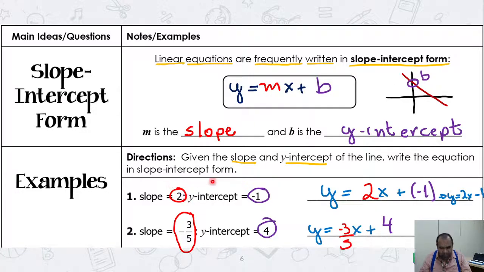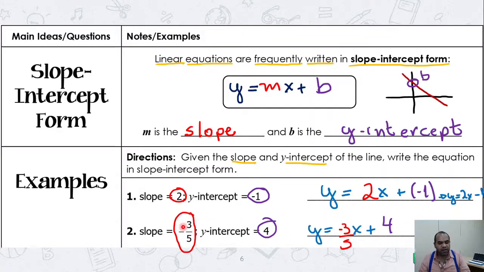Directions. Given the slope and y-intercept of the line, write the equation in slope-intercept form. I have my slope here, 2, my y-intercept, -1. I just rewrite this: y equals, instead of m, 2, x plus, in place of b, -1. And positive times negative will be negative, it is the new result, y equals 2x minus 1.